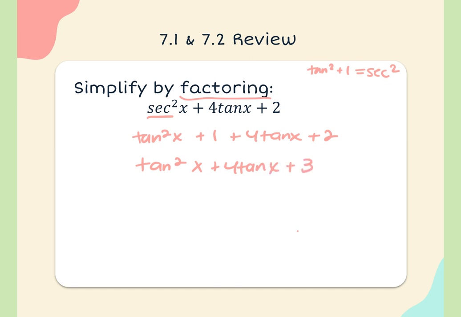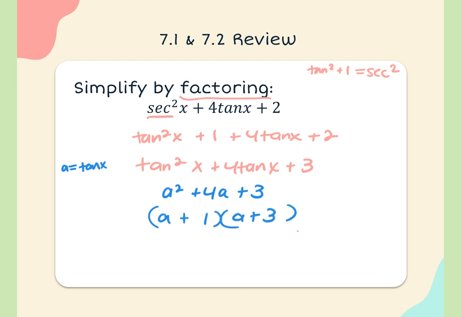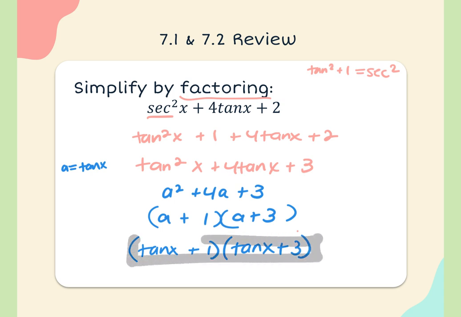And then if you want to keep the tan, you certainly can, but you could also replace it. I could say a equals the tangent of x, and I'd get a squared plus 4a plus 3. And then factor that. The factors of positive 3 that sum to 4 are positive 1 and positive 3. And then you just can't forget to bring that tangent back in. So it should have been tan of x plus 1, tan of x plus 3. Order doesn't matter there. They just both needed to be there. Don't forget to bring the tangent back in.